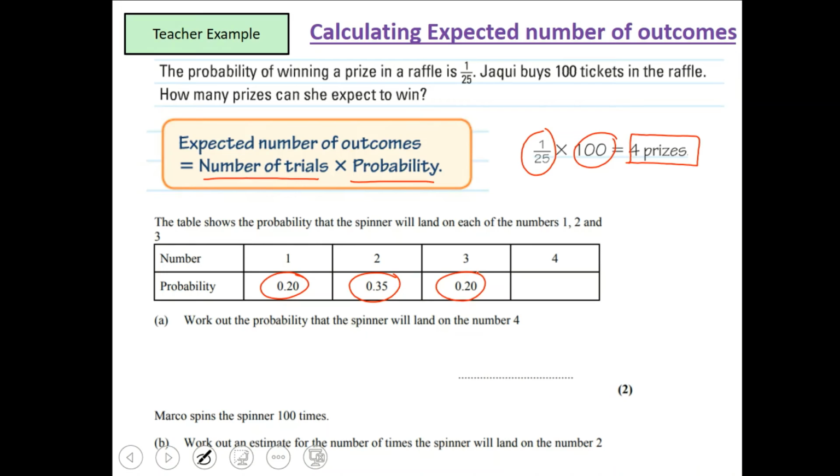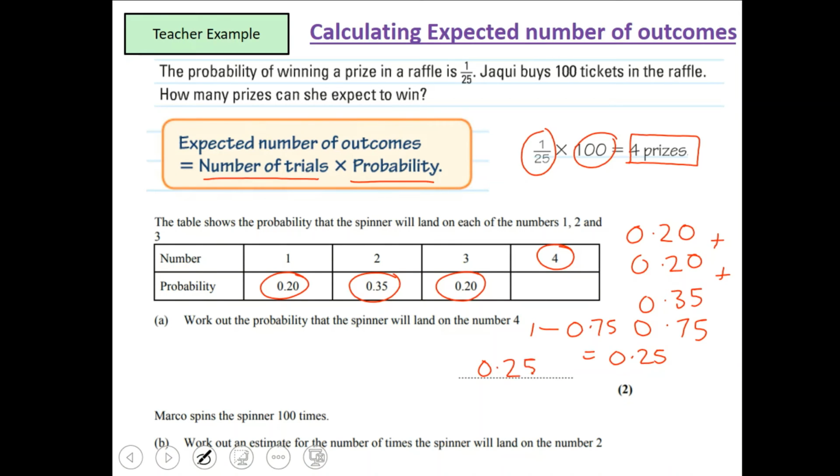So to complete the table first, we need to total them up. You do 0.2 plus 0.2 and plus 0.35 in any order, and you get 0.75. Okay, to work out the probability that the spinner will land on 4, you have to do 1 minus 0.75 and the answer you get is 0.25. So the probability that the spinner will land on the 4 is 0.25.